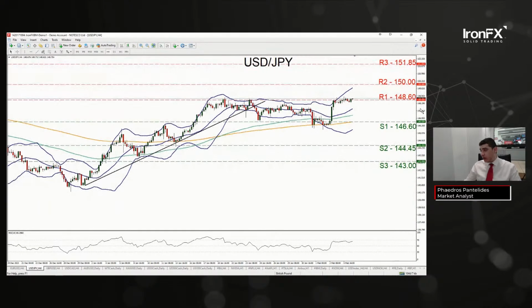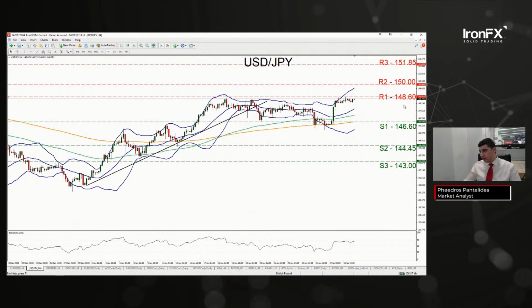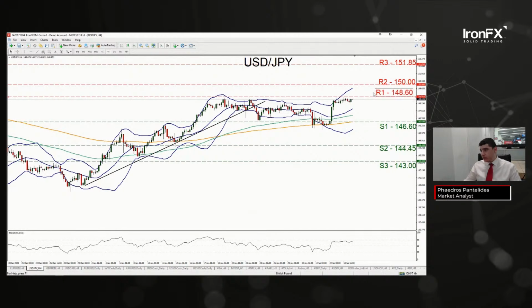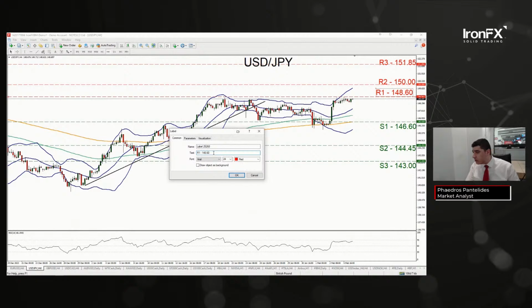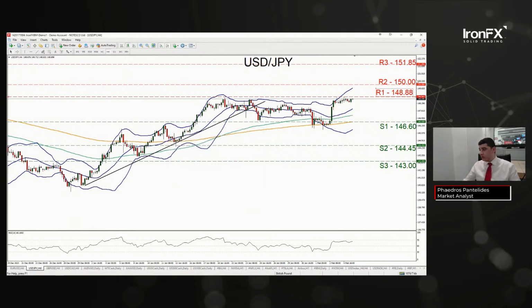Dollar against the JPY at R1, if not broken slightly above R1. Readjusting R1 to represent these two wicks. Actually, we need to see about S1. So for R1, 148.88. That would be R1.